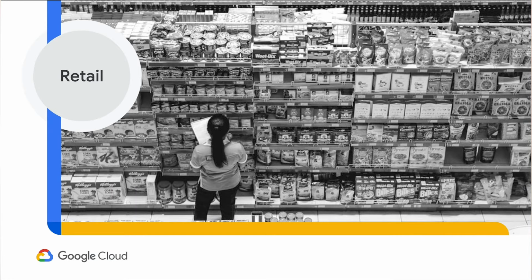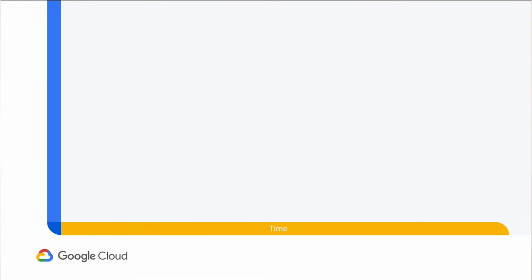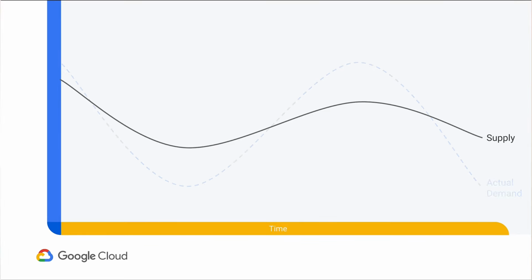But of course, it's not just for retail businesses. Let's think generally about demand forecasting. If you think about supply across time, this is a business's products that are available across time. And then we actually have a separate curve that shows the actual demand, whether it's from consumers, users, or people buying something. So this is the actual demand in this blue dotted line. As you can see, there's a bit of a mismatch at certain times throughout this graph.